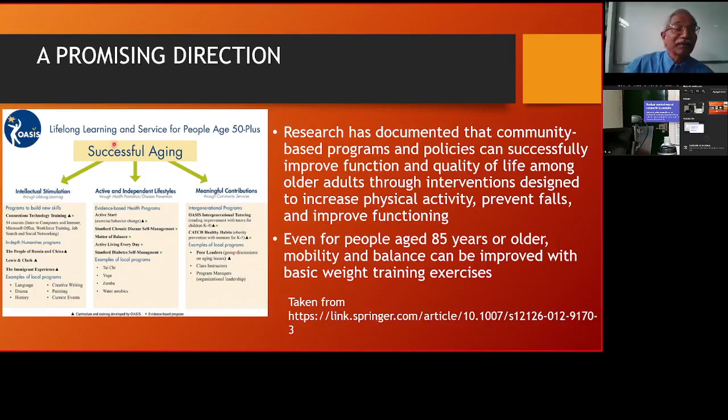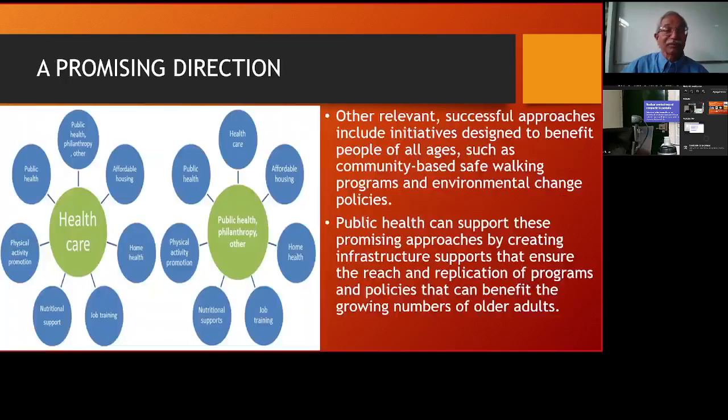So you have to have, and then active and independent lifestyle. I come here, I am here alone, staying, walking, doing everything alone, and I am active. So that makes me healthy aging, or a promising direction for successful aging. And that is what I think everybody should start doing. Even people of age 85 and older, mobility and balance can be improved with basic weight training. Our insurance pays for that, and we can go and do the weight training, and that helps in successful mobility. That is where successful aging is becoming very important.